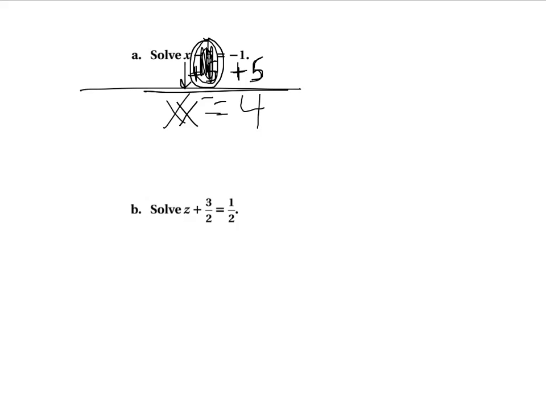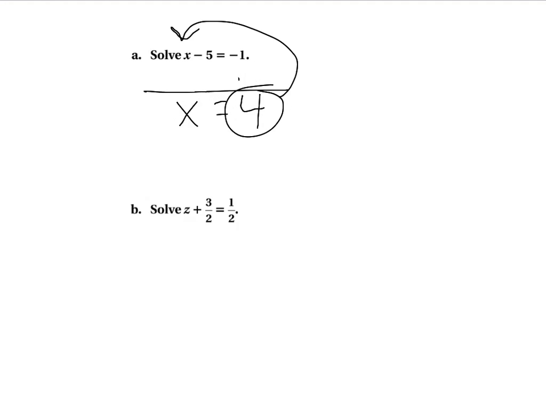As I've been trying to press onto you here, does it make sense if I plug the 4 back in? 4 minus 5 is a negative 1. You can always check your answers. Going to the bottom. Like I said, getting a little more complicated.